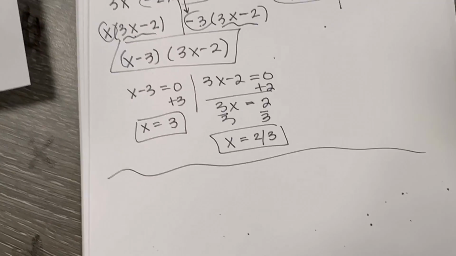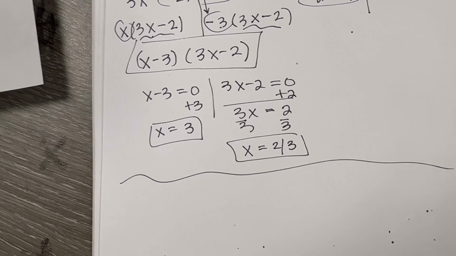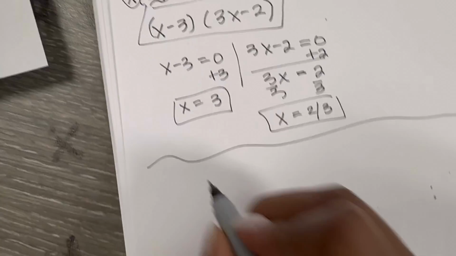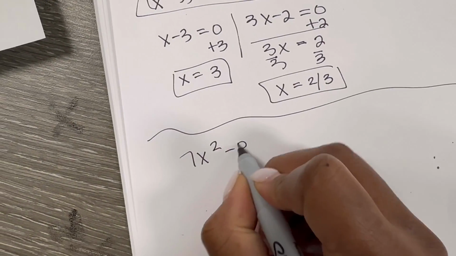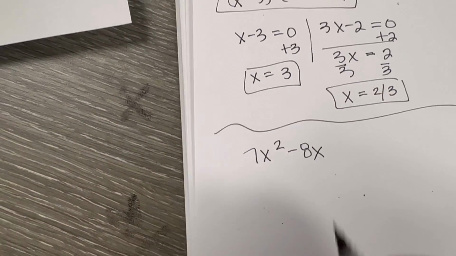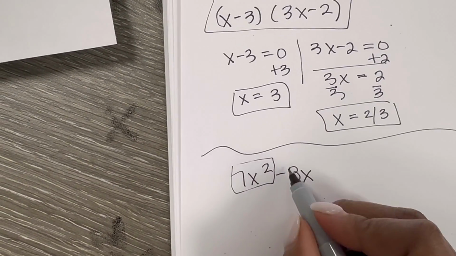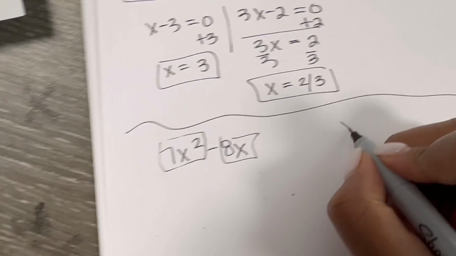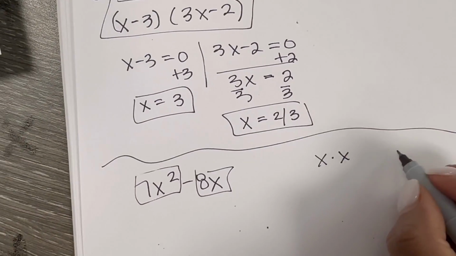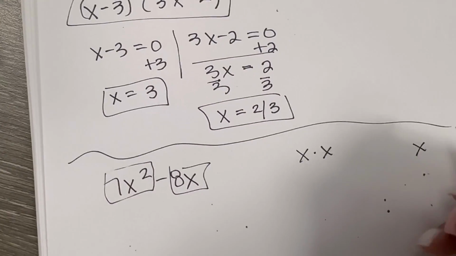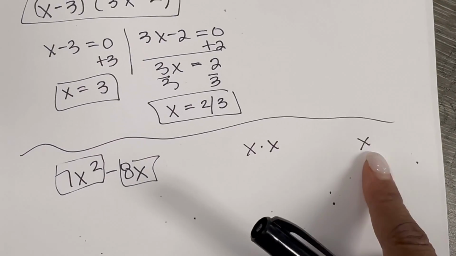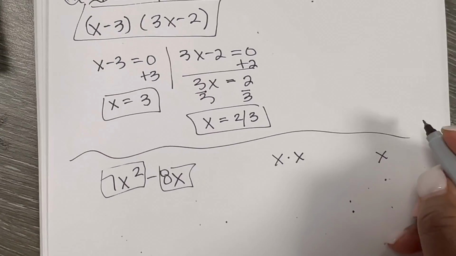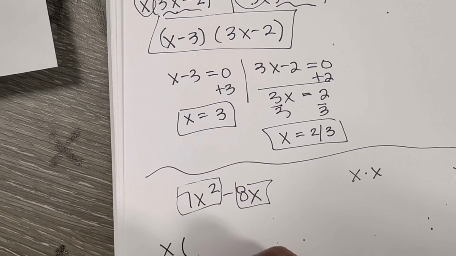The next Delta Math will be simplifying by taking out your GCF. So say you have 7x squared minus 8x. Your question is, what do these two terms have in common, right? You've got x squared, which means x times x, and you've got an x over here. What do these two situations have in common? They both have an x, right? So take an x out.